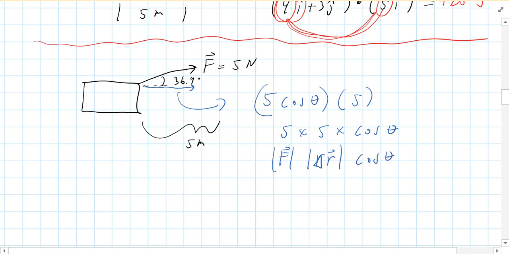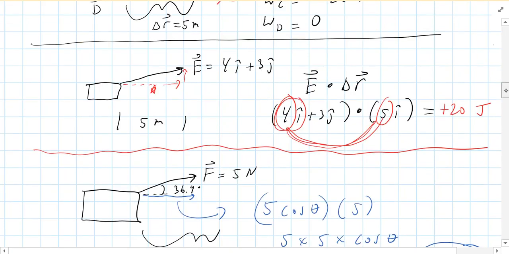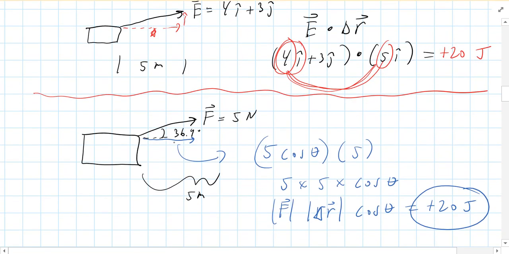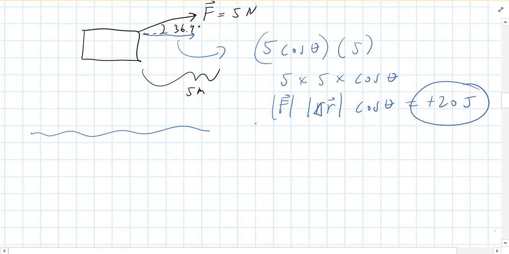Okay. And if you do that, you can try this out in your calculator, but you're going to get positive 20 within rounding. You're going to get positive 20 joules because guess what? This is a 3, 4, 5 triangle that I've drawn for you. It turns out that angle in there is 36.9 degrees. Same thing up here. That angle will be 36.9 degrees. Okay. That's not an accident. All right. Now, where does this all lead us to?